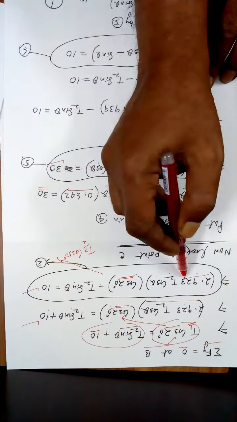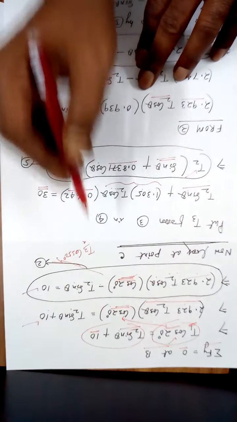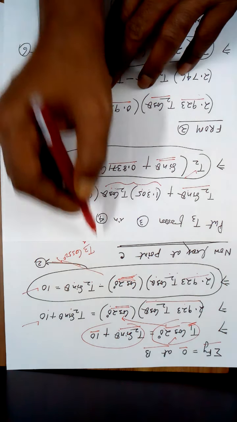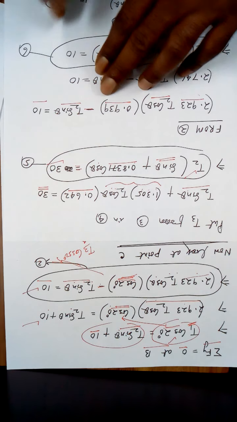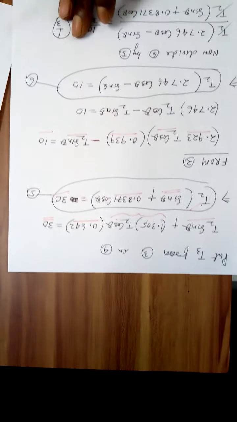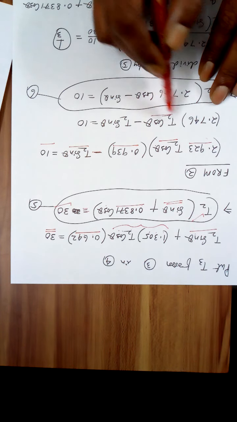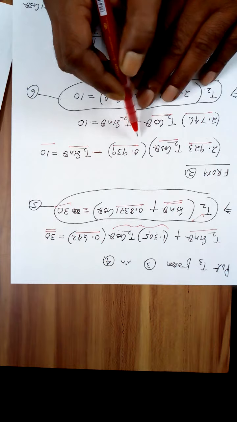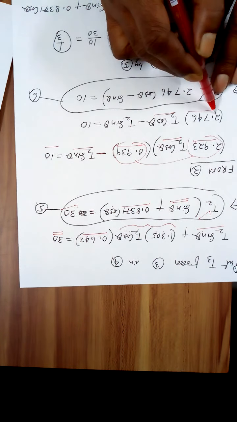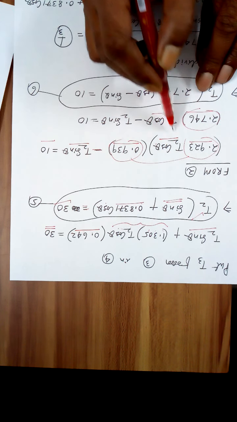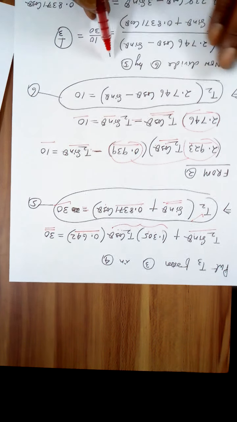So this becomes 2.923 T2 cos theta remains the same. Cos 20 is equal to this minus T2 sin theta. T2 sin theta is equal to 10. Fine. 10. So this becomes T2 cos theta, this same thing as this, and this multiplied with this gives you 2.746 T2 cos theta minus T2 sin theta is equal to 10.